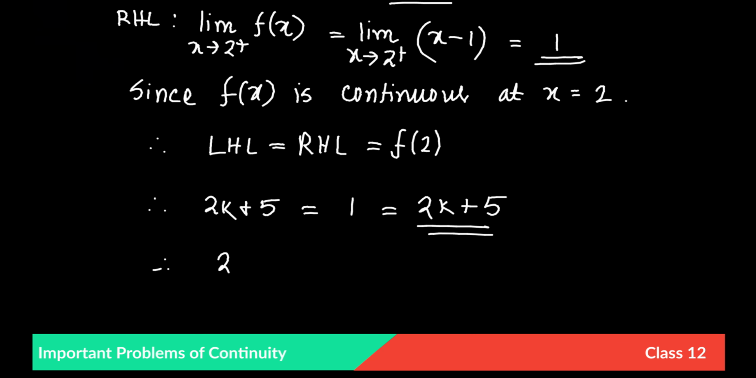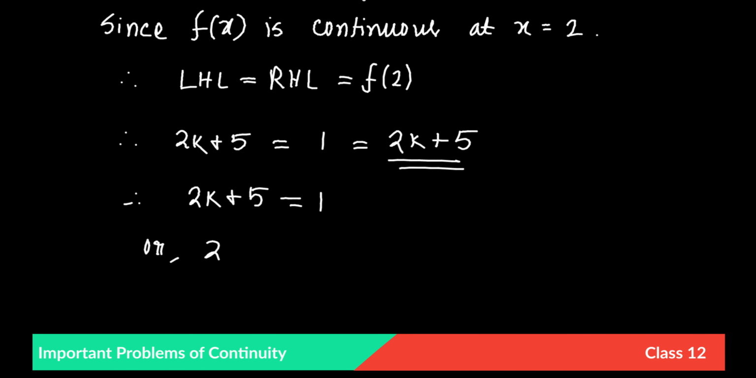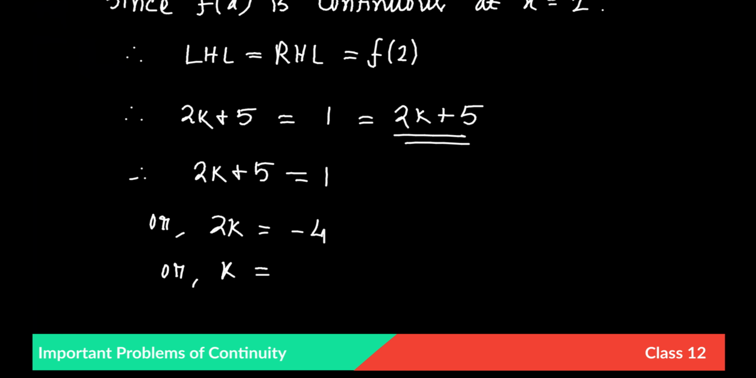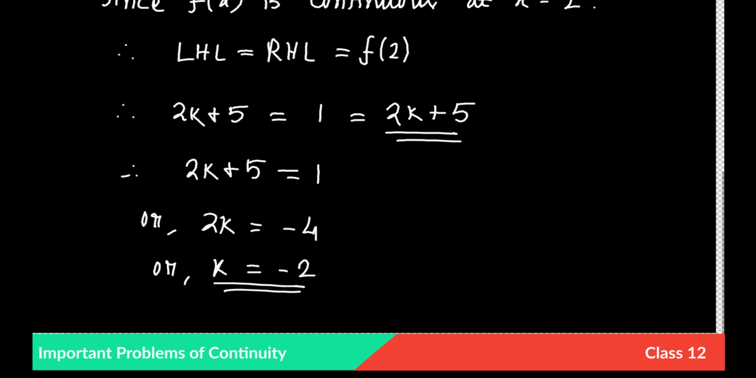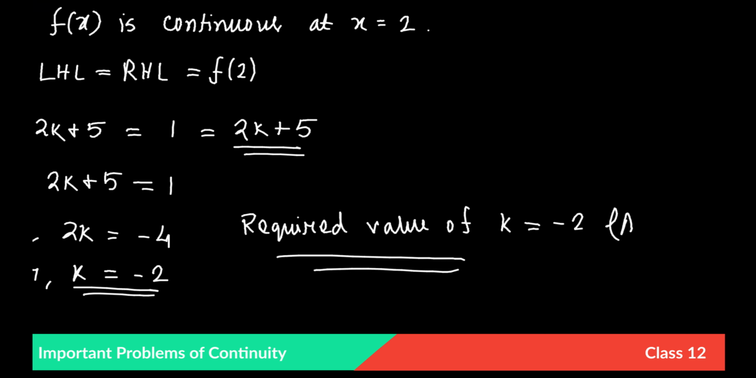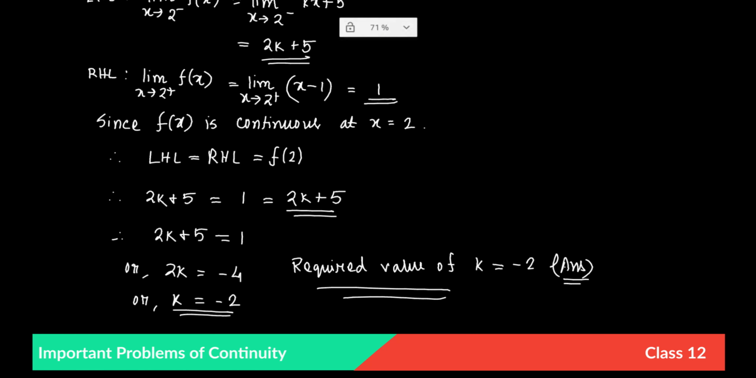So from this we can write that 2k plus 5 equal to 1. From this we can write 2k equal to minus 4, or k equal to minus 2. So the required value of k for which f(x) will be continuous at x equals 2 is k equal to minus 2. Okay, now let's move on to the fourth question.